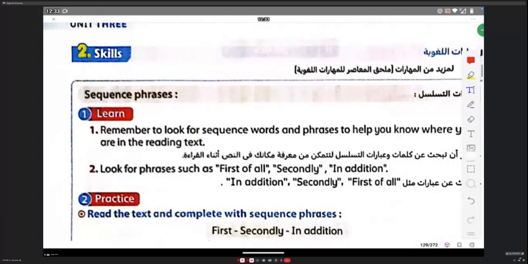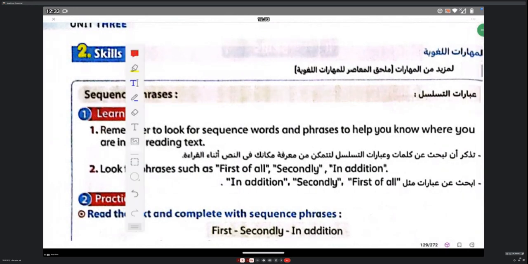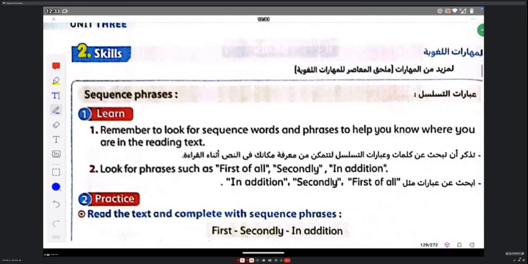Sequence phrases. Sequence comes behind each other. Sequence means this follows this one. These are coming in sequence. Remember to look for sequence words and phrases to help you know where you are in the reading text.